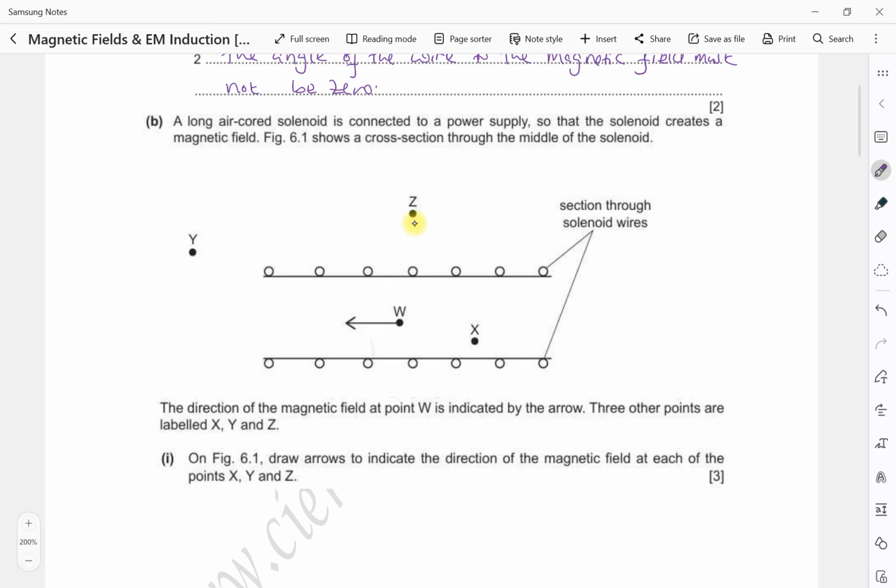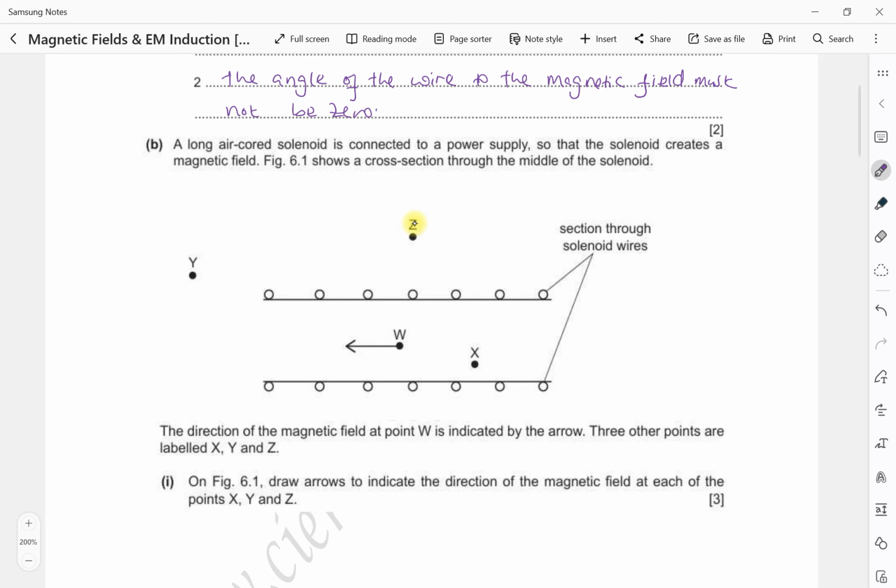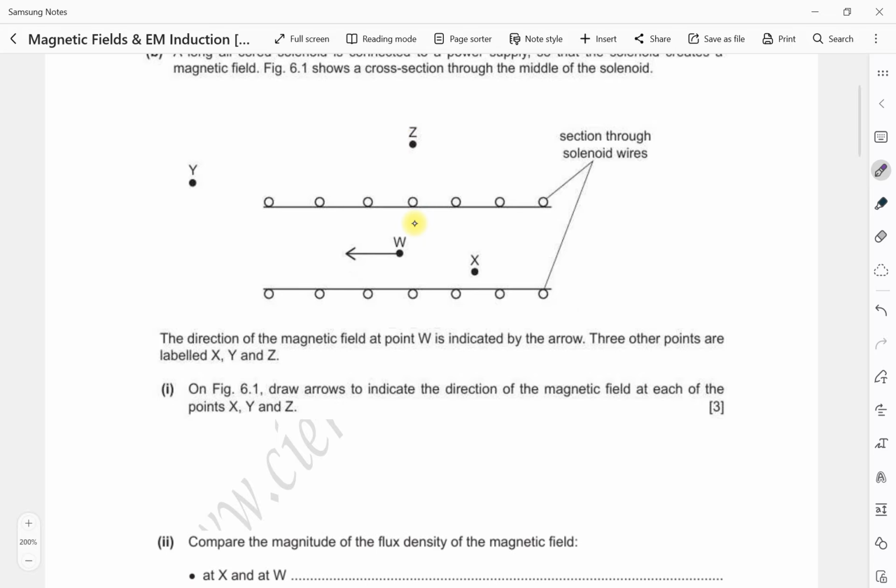A long air-cored solenoid is connected to a power supply so that the solenoid creates a magnetic field. The figure shows a cross section through the middle of the solenoid. The direction of the magnetic field at point W is indicated by the arrow. Three other points are labeled X, Y, and Z. On the figure, draw arrows to indicate the direction of the magnetic field at each of the points X, Y, and Z. Of course, the magnetic field is continuous.